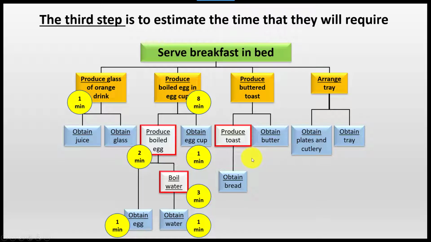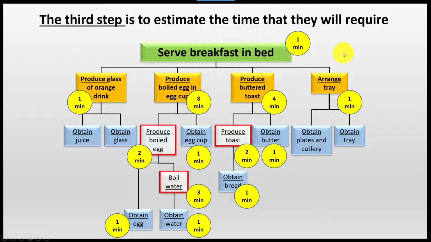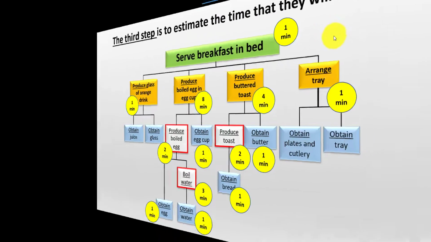All right, we continue with the same logic, and we have 4 minutes for the buttered toast. And that is 2 minutes for producing the toast and 1 minute for obtaining the bread and 1 minute to obtain the butter. And to arrange the tray, well, I just came up with 1 minute. Yeah. And lastly, let's not forget about serving breakfast in bed, and that is going to be 1 minute. All right, so let's move forward.